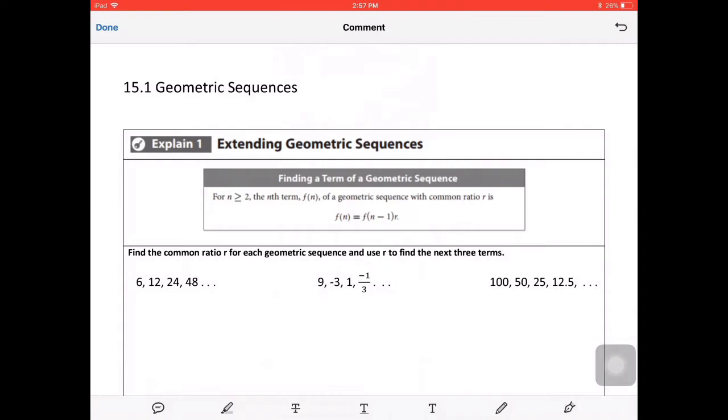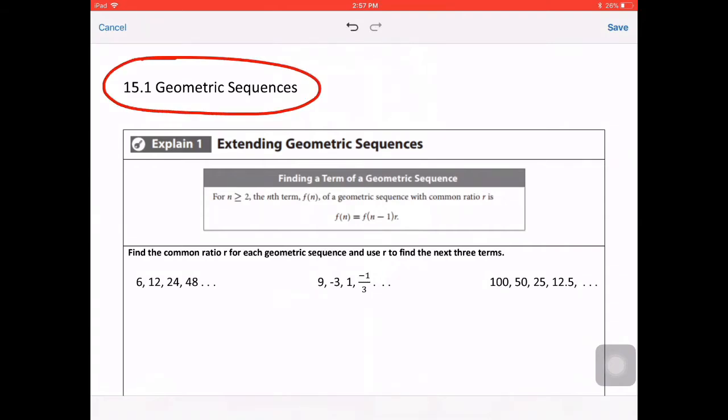We're going to be looking at a series of numbers and trying to find the common ratio, or what it is we're multiplying by to get the next number. So make sure you have your title, 15.1 Geometric Sequences.